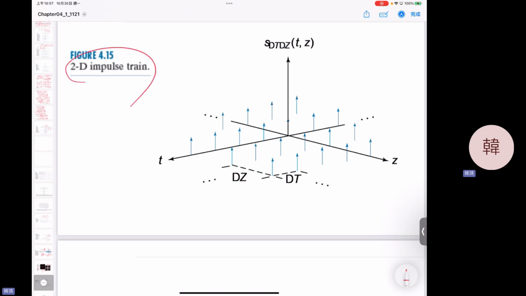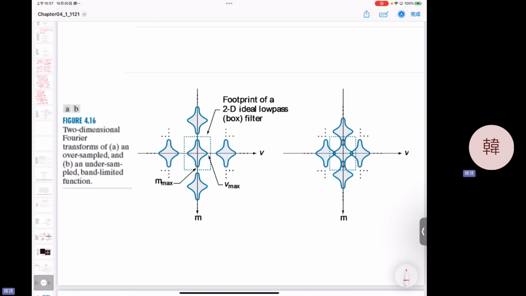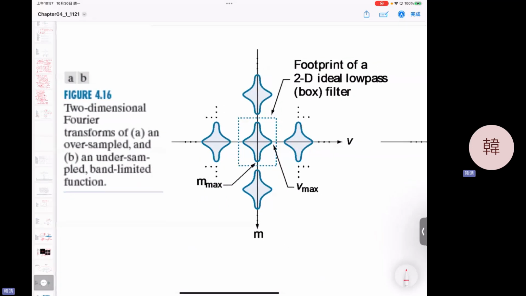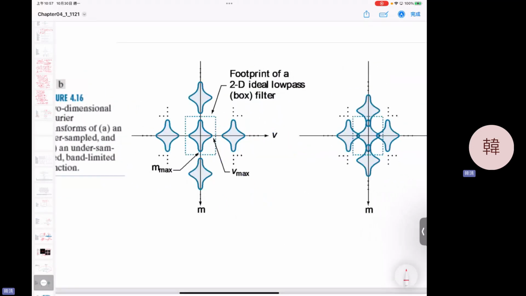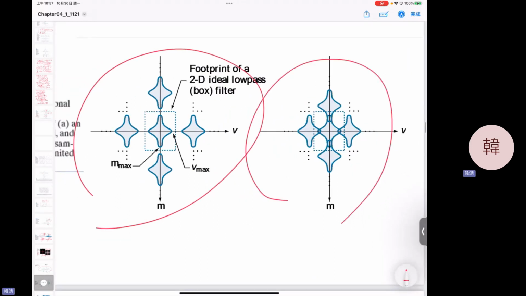Okay. We take this to sample your image, right? To sample your image. And what does this result represent? This is an example of the two-dimensional Fourier transform, oversampled and undersampled. This one is oversampled. This one is undersampled.